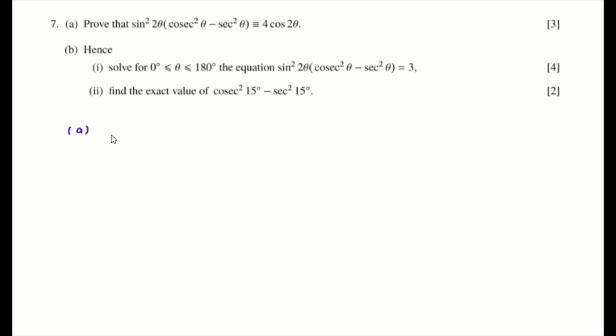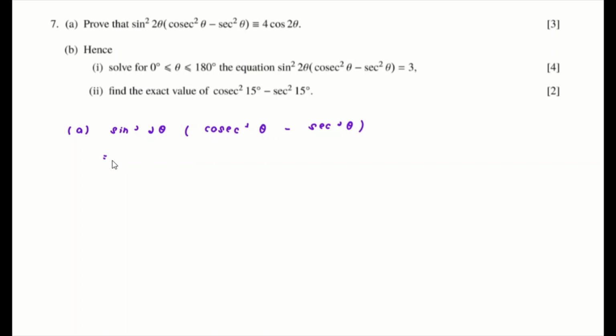Okay, so sine square 2 theta, let me try to copy. It will be easier for us to start with the left-hand side, right? So cosec square 2 theta minus sec square theta. Okay, so let's try to move on.